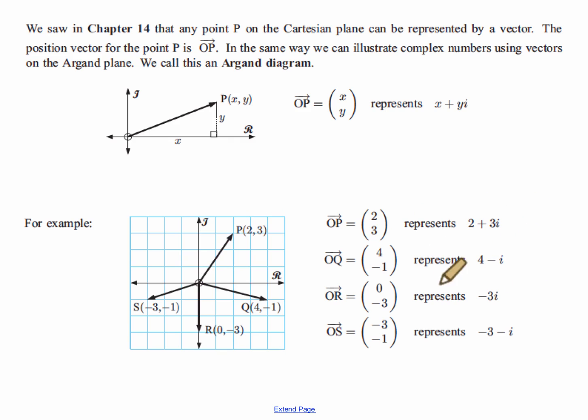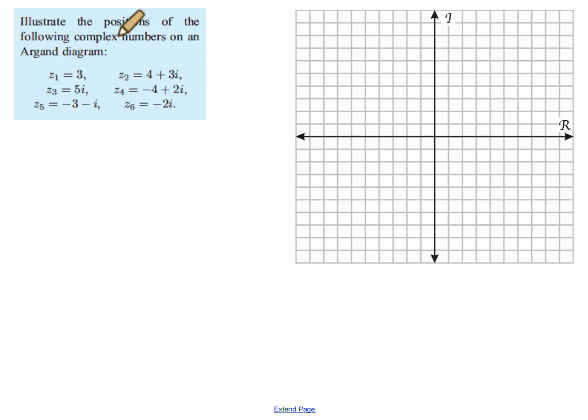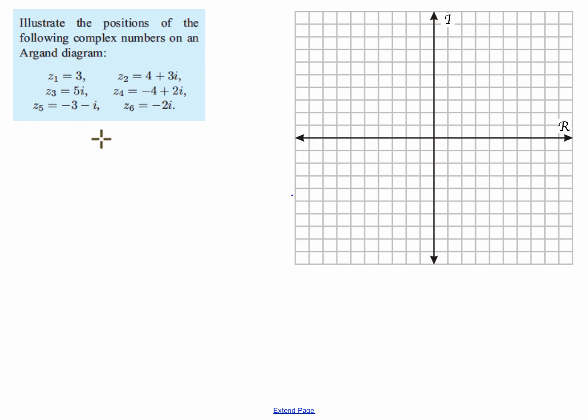You can pause and take a look at these. I will talk about negative 3i. That's a purely imaginary number, and it just goes down, and it lies on the imaginary axis. Obviously, a real number would just lie on the real axis. So what does all that mean? Illustrate the positions of the following complex numbers on the Argand diagram.